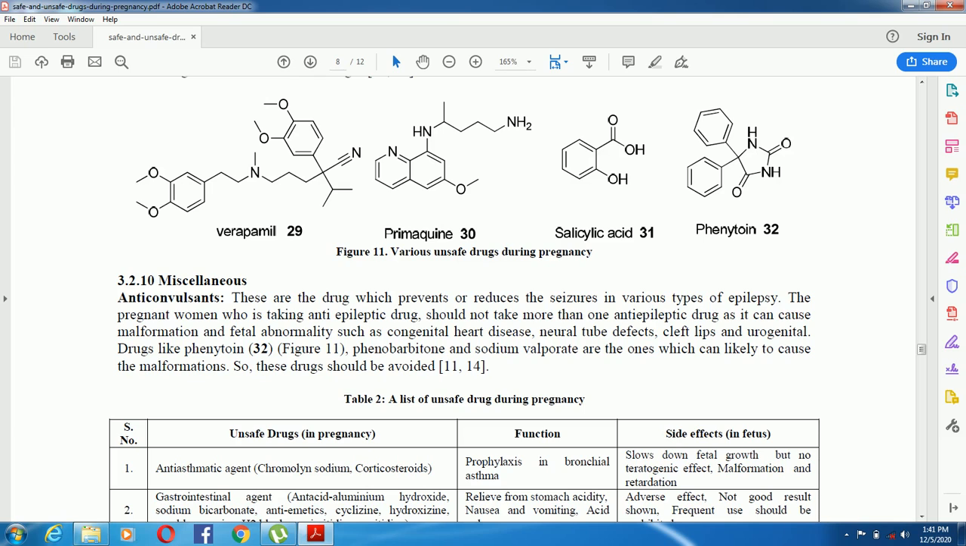Inshallah, in my next lecture we will talk about the miscellaneous agents, and especially you can see table number 2, a list of unsafe drugs during pregnancy.